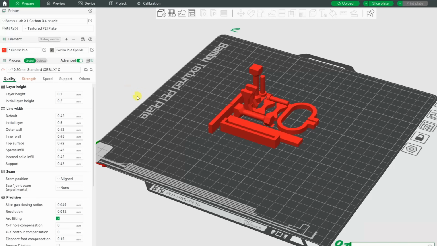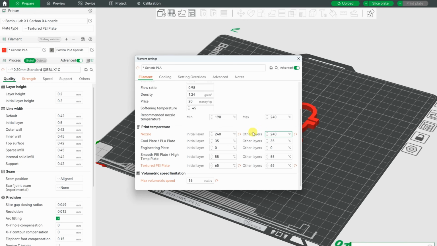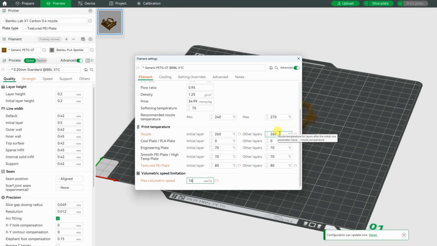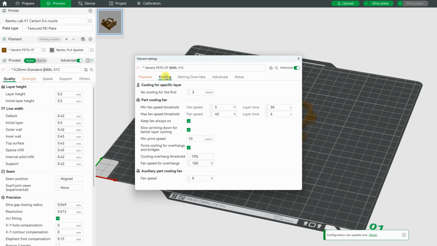And my final settings in the slicer. 240 will be on the nozzle for PLA, 65 on the bed, 16 will be the flow, and of course maximal part cooling. For PETG, 260 on the nozzle, 80 on textured bed, and 16 the flow, and the part cooling.